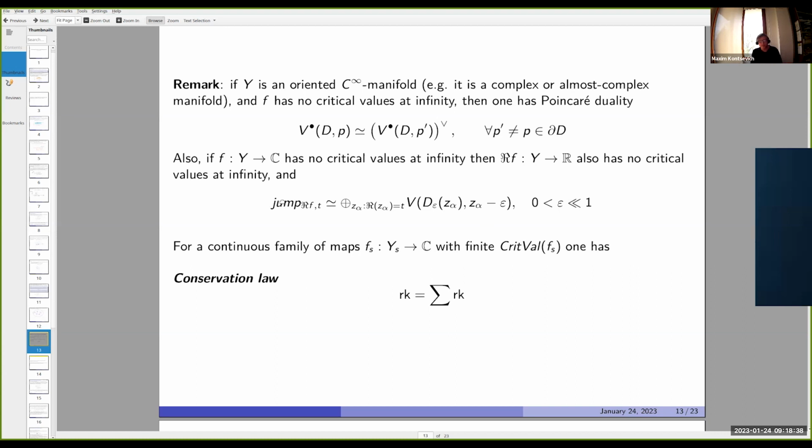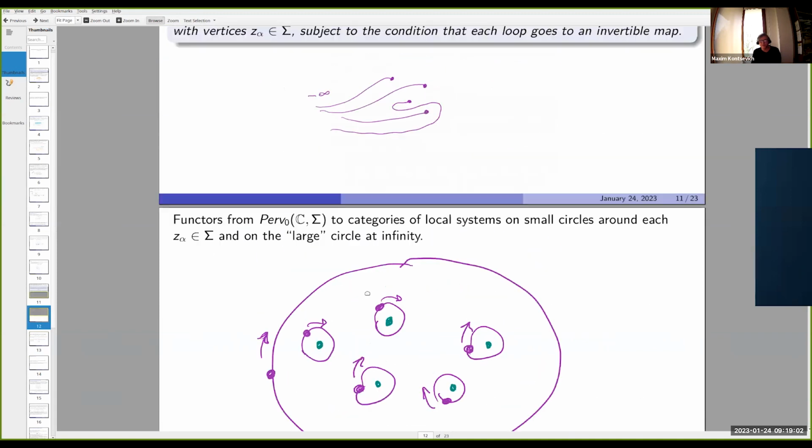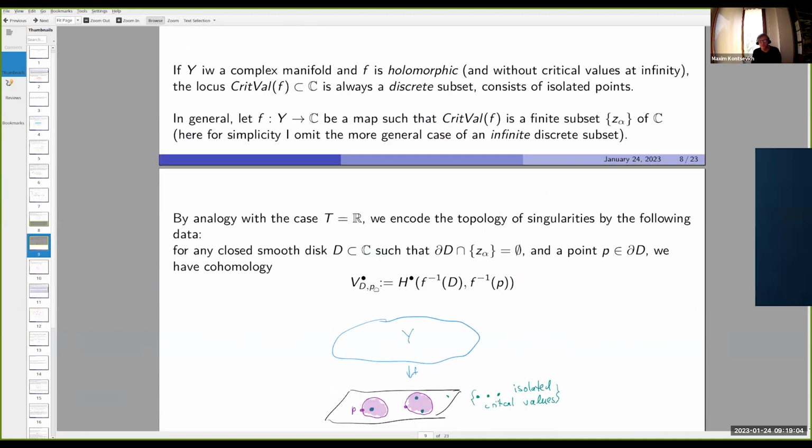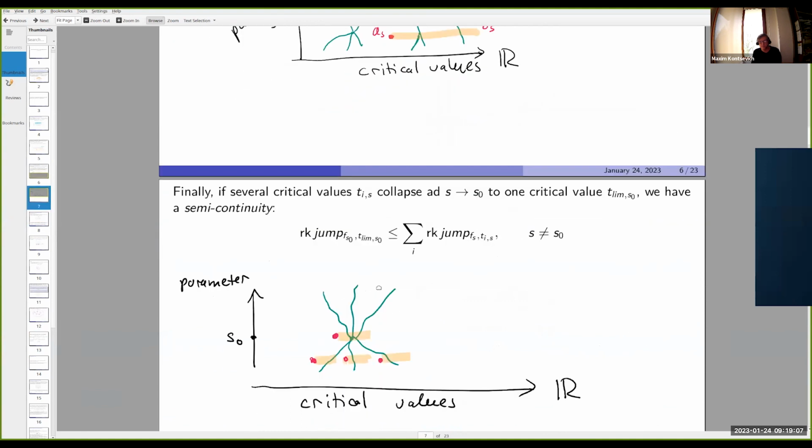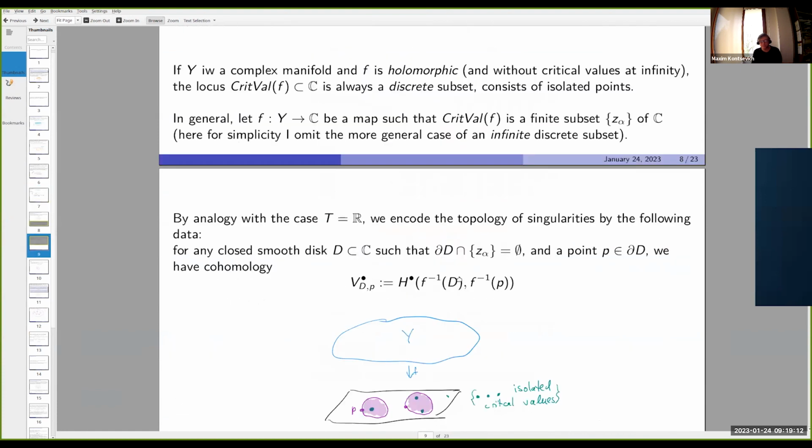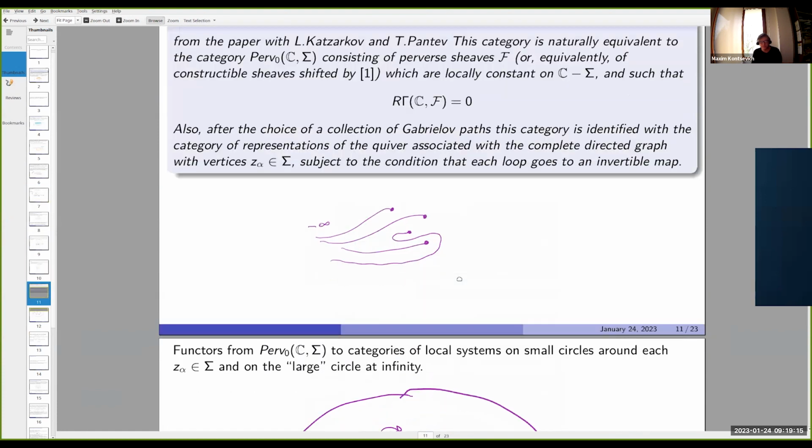Okay. And now, unlike the real situation, you get some conservation law. If you have a continuous family of maps with finite critical values, then these critical values again can collide, so you get fewer critical values for some special parameters. But then you get a conservation law: the rank at the limit is equal to the sum of ranks before the limit. I recall that in the real case you get an inequality, because the rank can only decrease, but in the complex case it can never decrease. It will be literally the same.